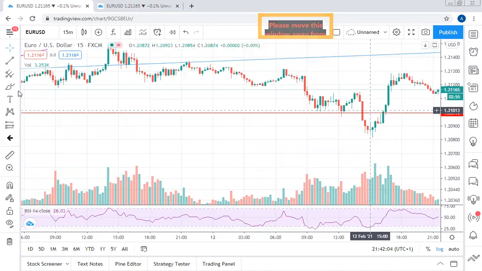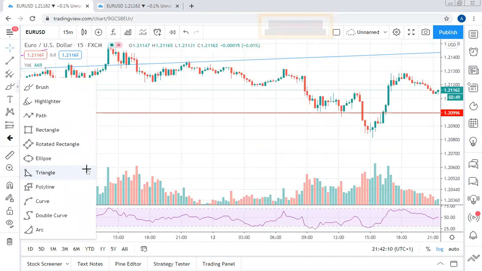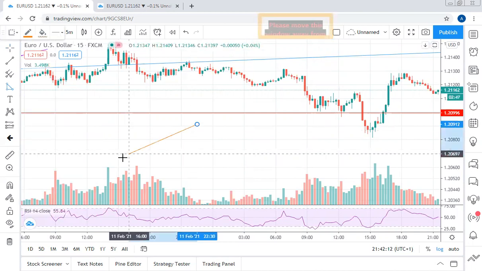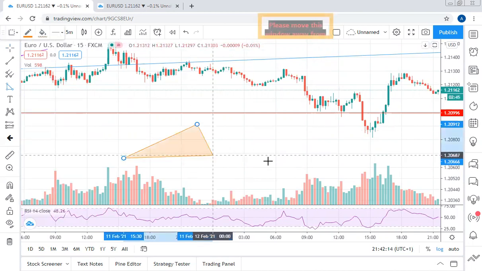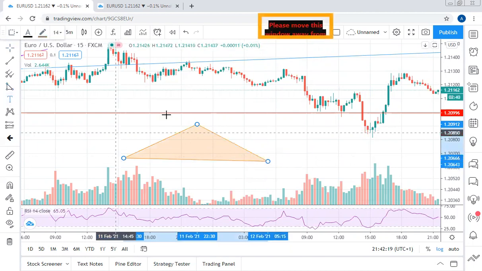Let me show you guys something. Look at this triangle here. There's something I believe as a trader.